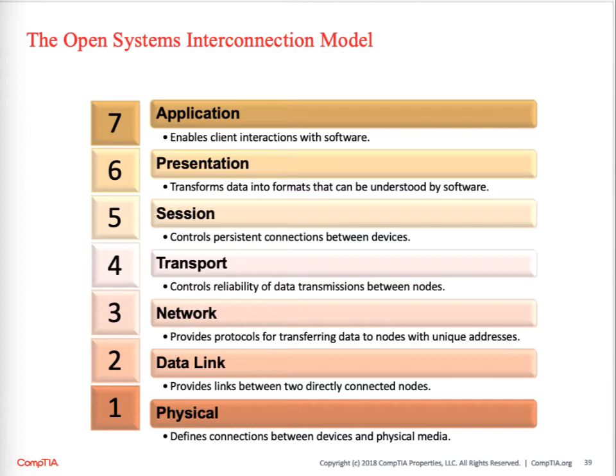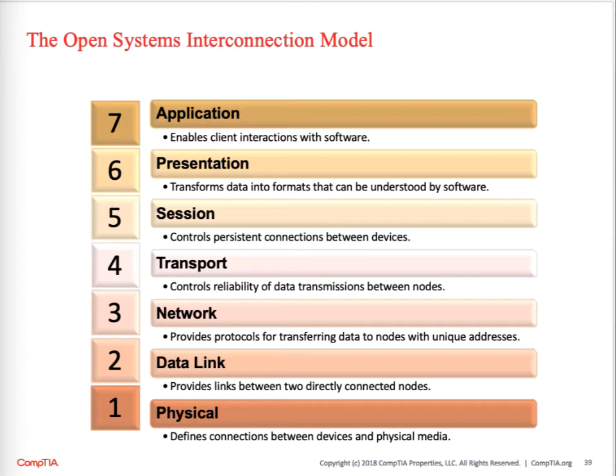And so each layer supports the layer above it. At the same time, it's going to be supported by the layer below it. So the data link layer is supported by the physical layer, but it supports the network layer. And looking at this table, we have layer 1, which is going to be the physical layer. It defines connections between devices and the physical transmission media. So this is going to be our cables and wiring and basic network devices like our hubs, repeaters, or adapters.